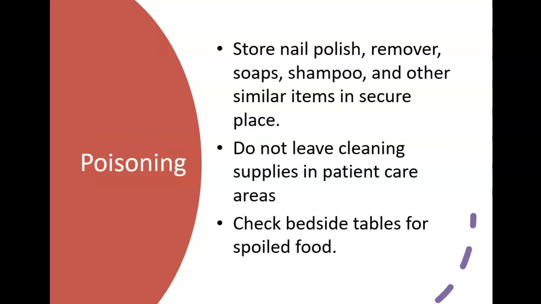Poisoning. Store nail polish remover, soaps, shampoo, and other similar items in a secure location. Somebody who has dementia is confused could possibly drink those. Do not leave cleaning supplies in patient care areas, and check bedside tables for spoiled food.